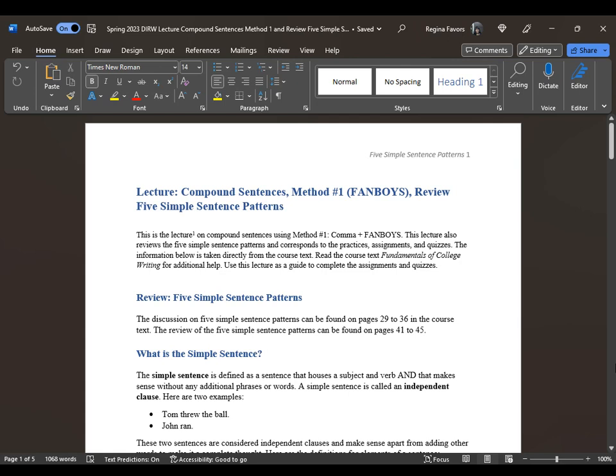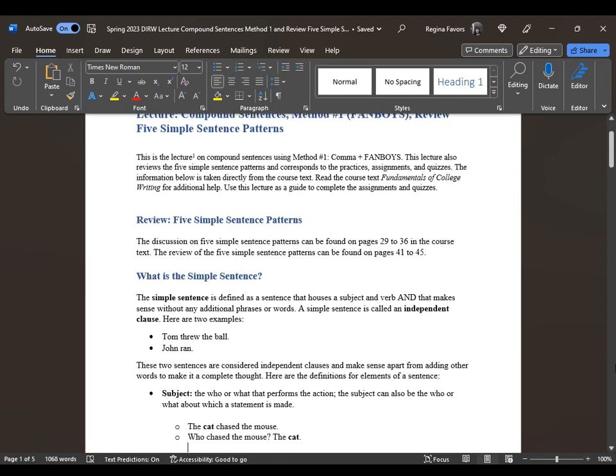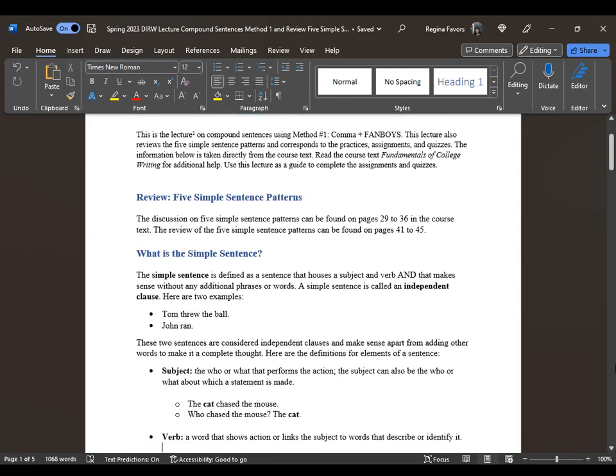Method number one, comma plus fanboys. This lecture also reviews the 5 simple sentence patterns and corresponds to the practices, assignments, and quizzes. This information is taken directly from the course text, which is titled Fundamentals of College Writing. So, reviewing the 5 simple sentence patterns first, you can find this discussion on pages 29 to 36 and 41 to 45 in the course text.